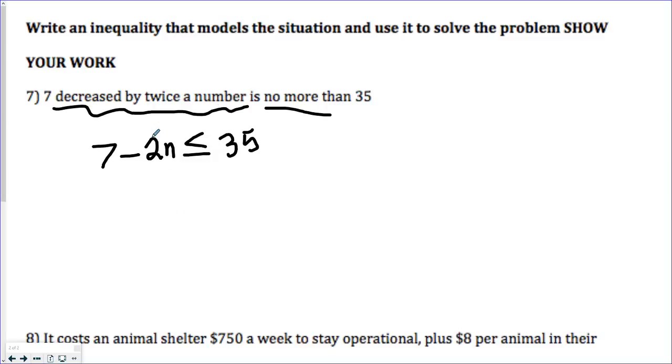In this case, this side is no more than, which means it can be less than 35, and it can be equal to, because no more than means you can be equal to. It just can't be bigger than, so it has to be less than or equal to. And then you solve it like we did on the front side.